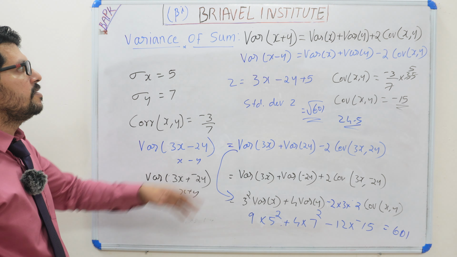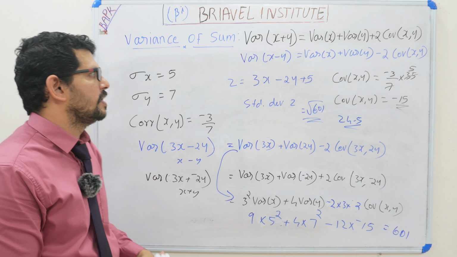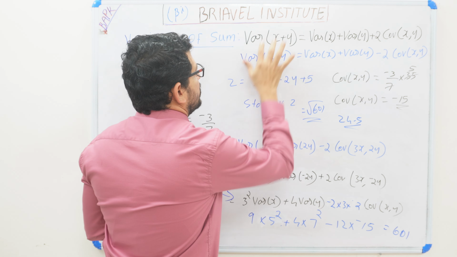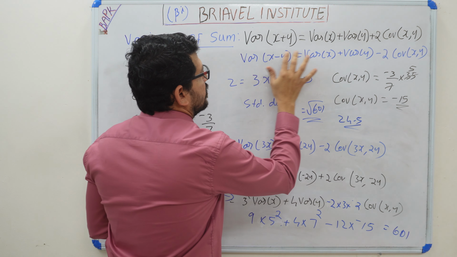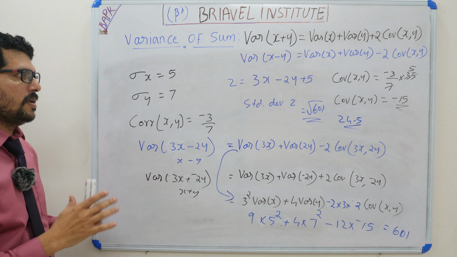We found that the variance of x plus y is equal to variance of x plus variance of y plus 2 covariance of x and y. If they are independent, this term becomes 0. So if you are taking the difference of random variables, it is also the same sum, variance of x plus variance of y, in the case where x and y are independent.